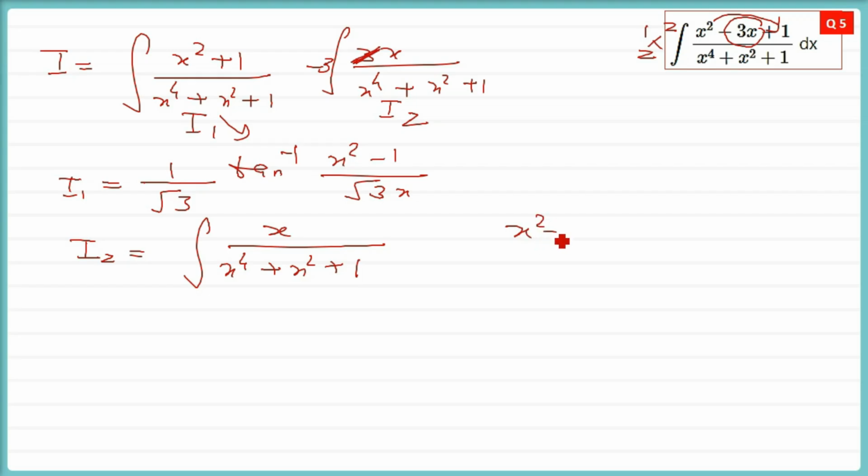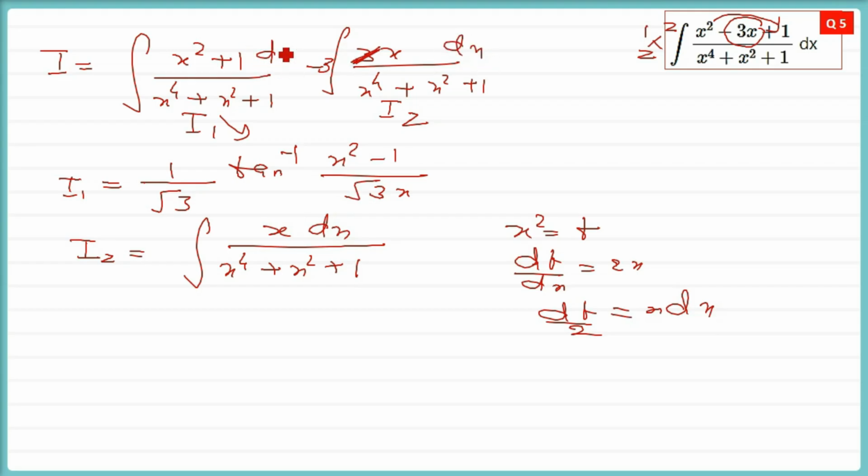Now you can place x² equals t. dt by dx will give you 2x. That means in order to get this x dx, it can be replaced by dt by 2. x dx is already there. Whenever I write this integration, I tell you that dx is already there. If I forget, you have to understand that. Now this dt by 2 in place of x dx, where we are writing 3 is already there. Or you can write it here also, 3 by 2.